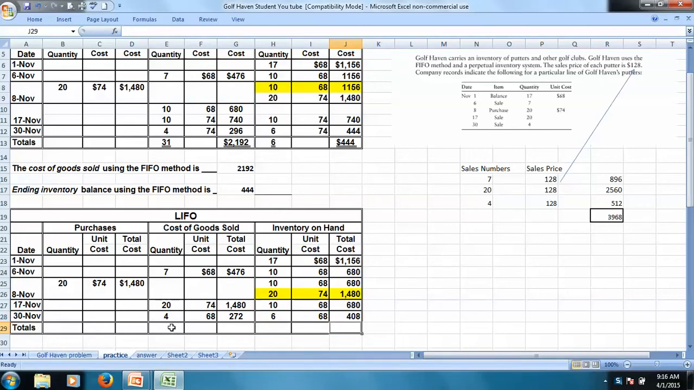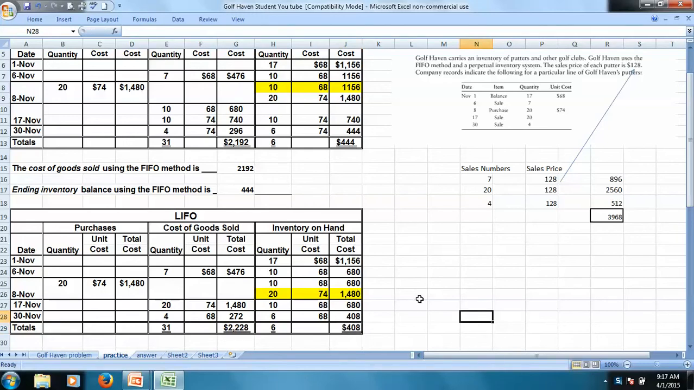And so now the value of our ending inventory is going to be the 6 times the 68 for $408. So how many total putters did we sell at the end of the month? Well, we still sold 31 putters. But now the total cost using LIFO will be the 476 plus the 1480 plus the 272 for a total cost of those putters assigned value 2,228. And we're going to assign a cost in our inventory of the 6 putters at $68 a piece for a total value in our ending inventory of $408.